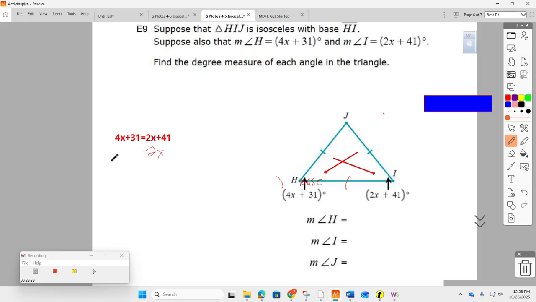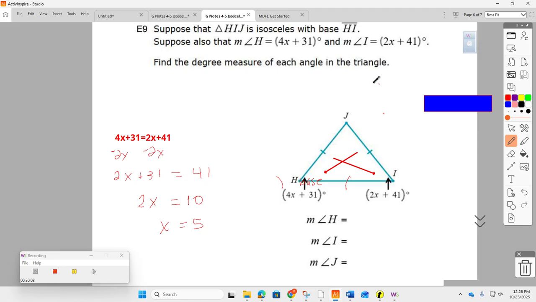And I have on the left side 2x plus 31. And I have 41 remaining on the right side. I'm going to take 31 from both sides. I'm going to take a shortcut there. 31 minus 31 is 0. 41 minus 31 is 10. Divide both sides by 2. And now I know x is 5. Remember, they didn't ask me for x, but I need x.